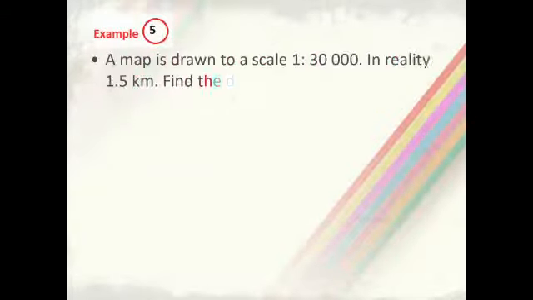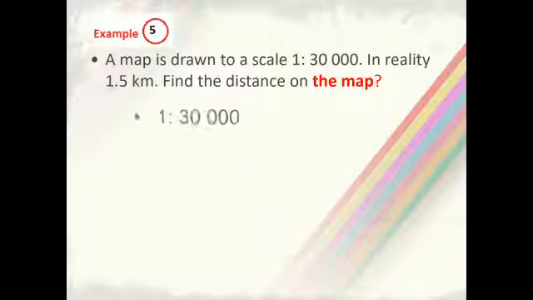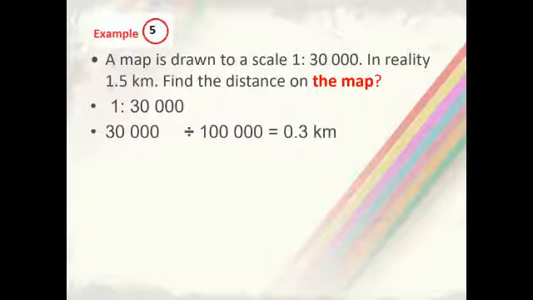Okay, example 5. The map is drawn to the scale 1 is to 30,000. In reality, it is 1.5 kilometer. Find the distance on the map. It is the same as example 4. You have to convert centimeter into kilometer. Okay, you got 0.3 kilometer.